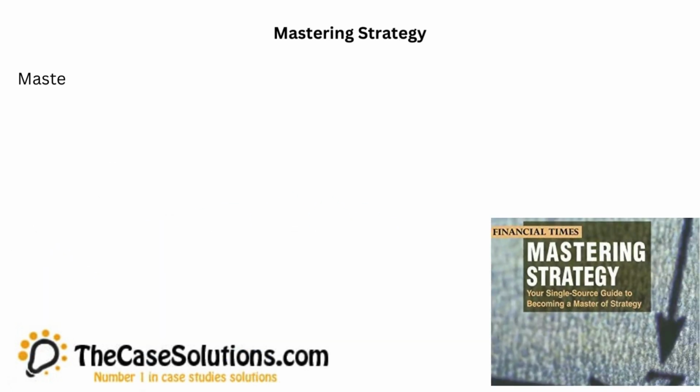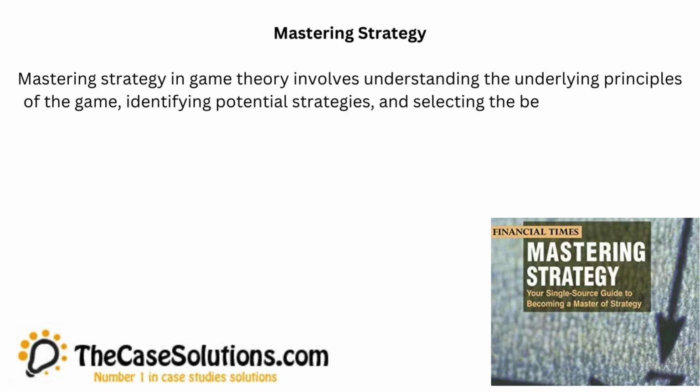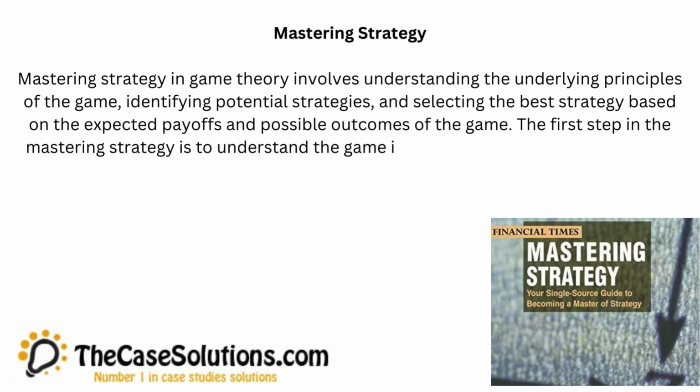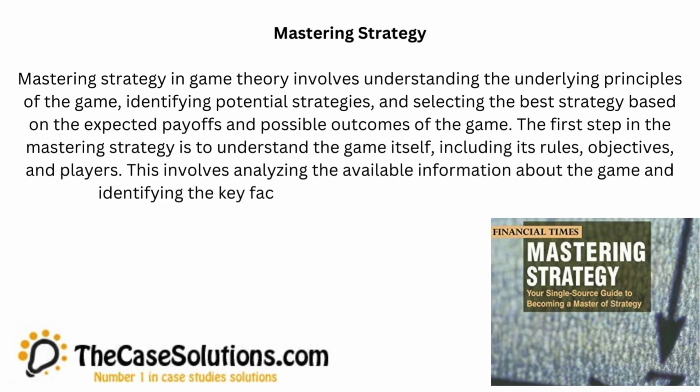Mastering strategy. Mastering strategy in game theory involves understanding the underlying principles of the game, identifying potential strategies, and selecting the best strategy based on the expected payoffs and possible outcomes of the game. The first step in mastering strategy is to understand the game itself, including its rules, objectives, and players. This involves analyzing the available information about the game and identifying the key factors that will affect the player's decisions.